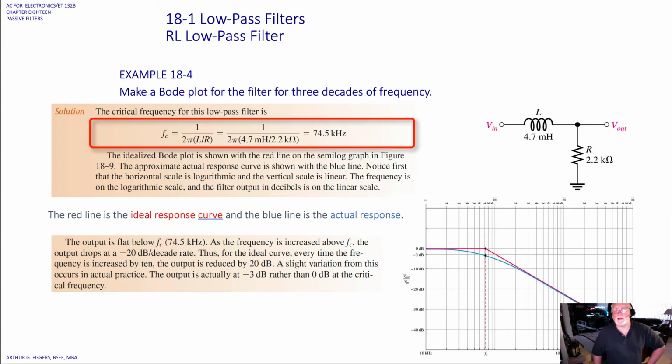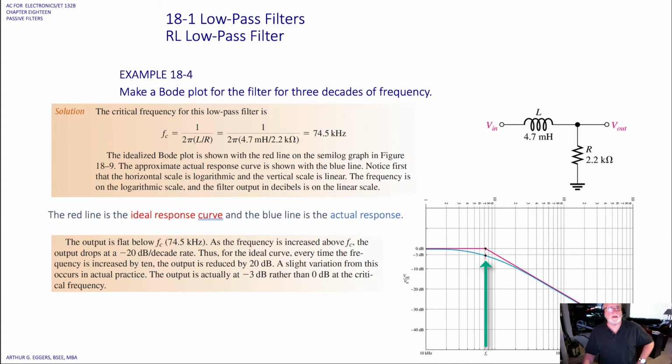So if we look at trying to solve a problem here, we've got again a 4.7 millihenry inductor and a 2.2 k ohm resistor. The critical frequency can be solved for by inserting the values of the inductor and the resistor into the relationship 1 over 2 pi 4.7 millihenries divided by 2.2 k ohms, and we get a critical frequency of 74.5 kHz. So that's where our transition will be placed on the Bode plot that you can see in the lower right.